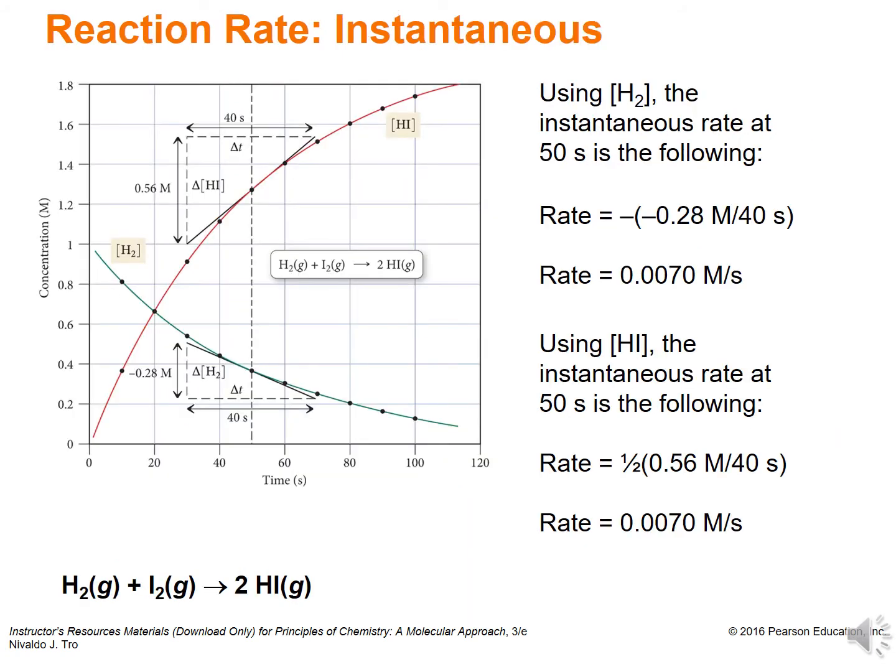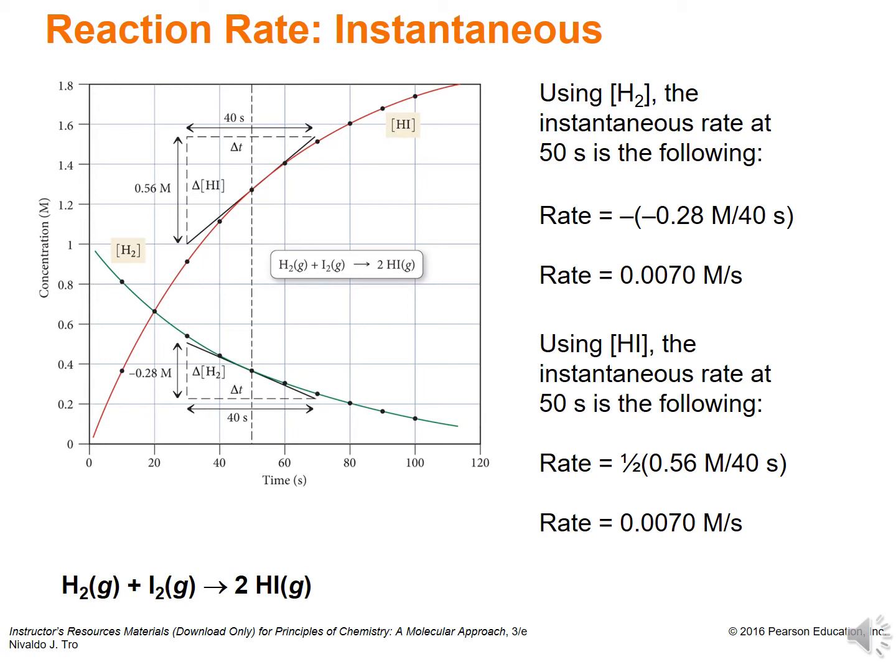Okay, so looking at these ideas graphically, we have a reaction: H2 gas plus I2 gas reacts to form 2 HI gas. In this particular case, if we want to consider the instantaneous rate at 50 seconds, it's tough to consider that without considering at least 2 points. So what we'll do is draw a tangent line to that graph at 50 seconds. We can do it for the HI product, or for the H2 reactant, or the I2 reactant for that matter.